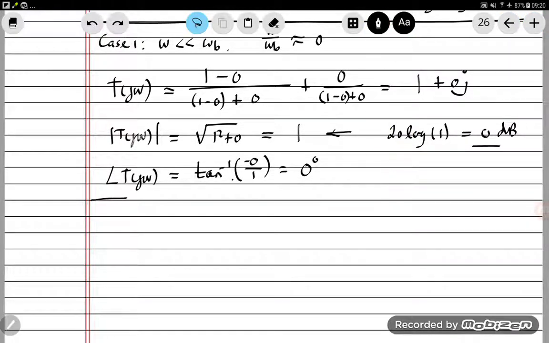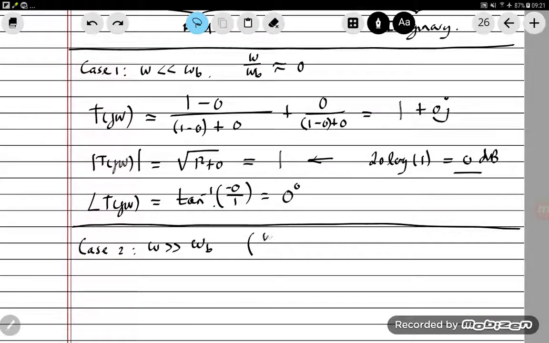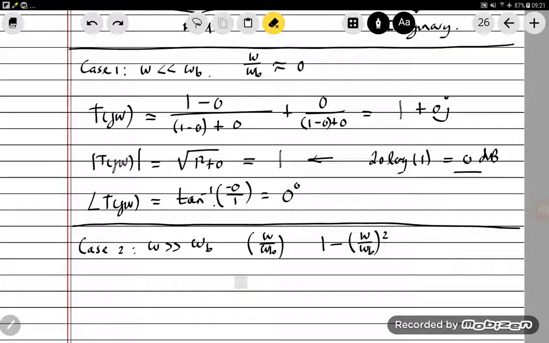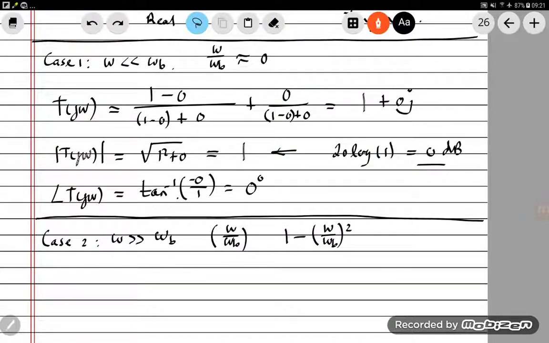We have to consider the next case, when omega is much greater than omega b. In this case, omega over omega b is a very large term. So if we look at 1 minus omega over omega b squared, we can deduce that the 1 is a very insignificant term, and therefore that approximates to minus omega over omega b squared.